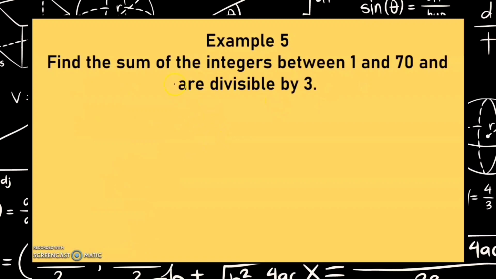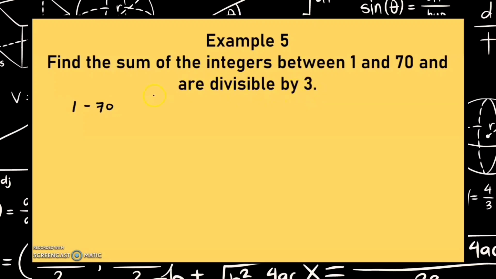Example number 5. Find the sum of the integers between 1 and 70 and are divisible by 3. Okay po, so medyo iba yung question natin ngayon, no? Sum of the integers between 1 and 70. So 1 to 70 and divisible by 3. It means yung i-add daw natin ng mga integers, they must be divisible by 3.